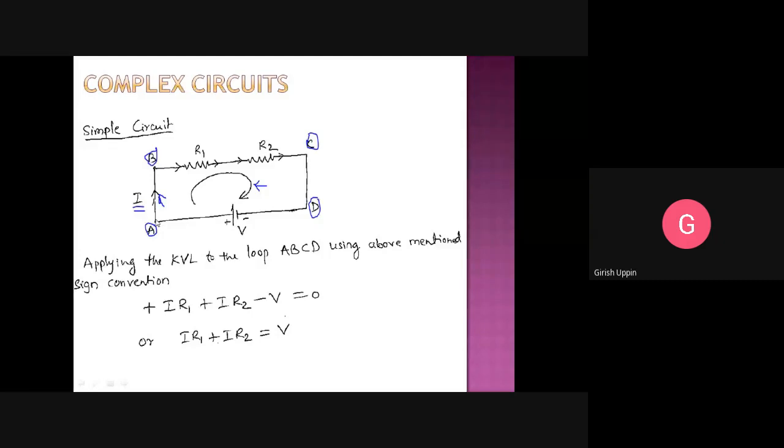So we'll start from A. We come across the resistor. Whenever there is a resistor, there is going to be a voltage drop. Now you can see my direction of tracing is like this, and the direction of the current is also like this. So I am going to take the voltage drop as plus. Then what is the voltage drop? I into R1. So plus I into R1.